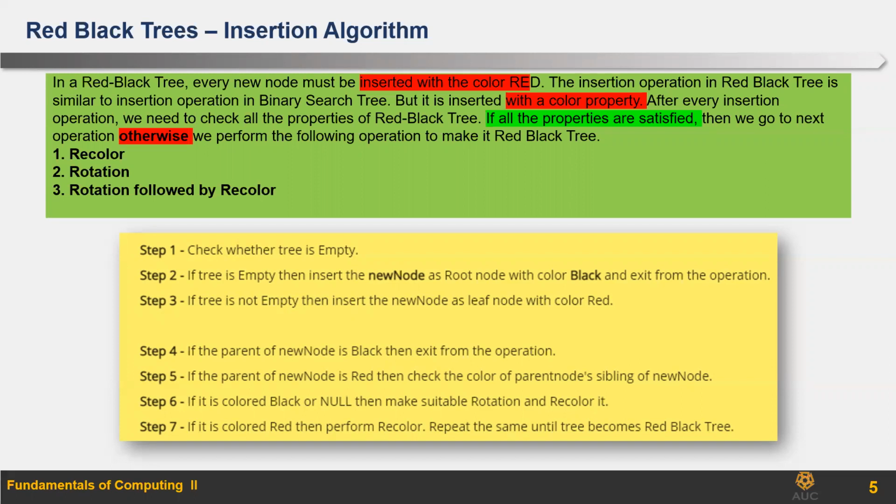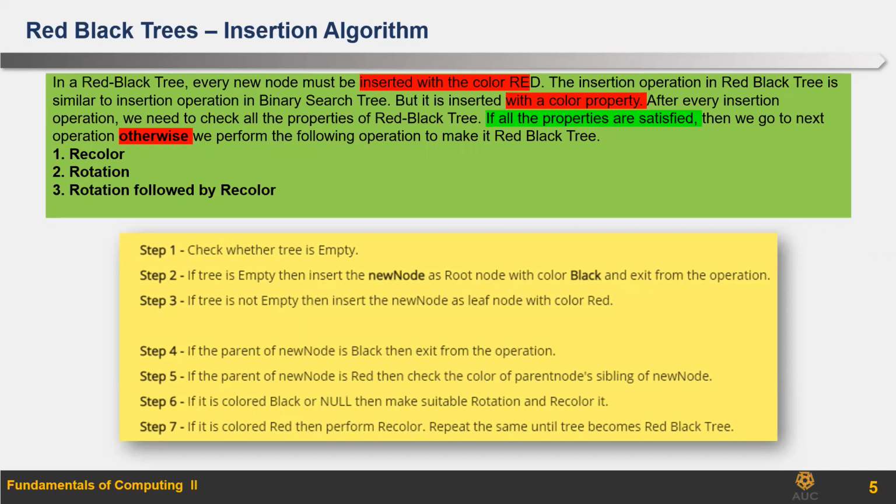Okay? And after recoloring, you are going to check, is it a red black tree or not? You will repeat till you have a red black tree. So sometimes you will do 2 rotations, sometimes you will do 2 or more recolorings.